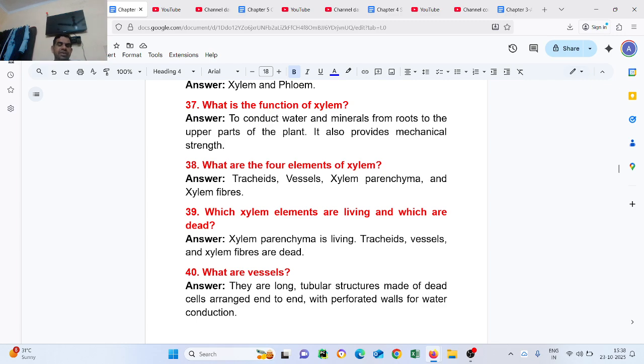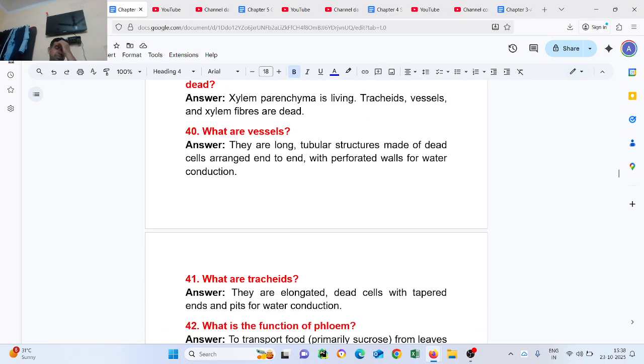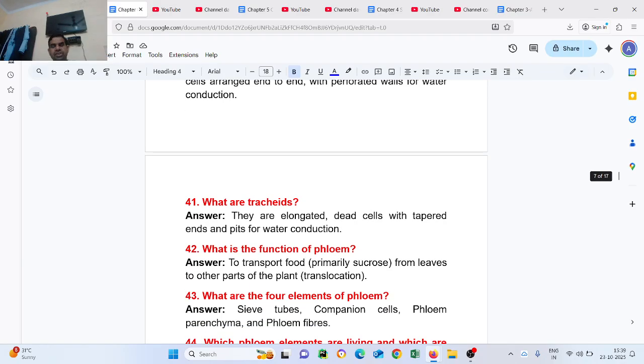Question number 40. What are vessels? They are long tubular structures made up of dead cells, arranged end to end with perforated walls for water conduction. Question number 41. What are tracheids? They are elongated dead cells with tapered ends and pits for water conduction.